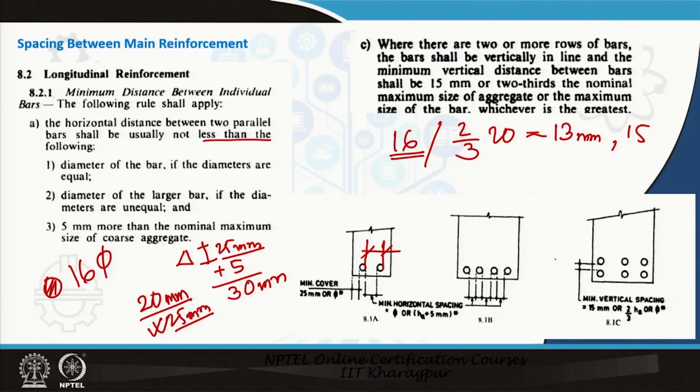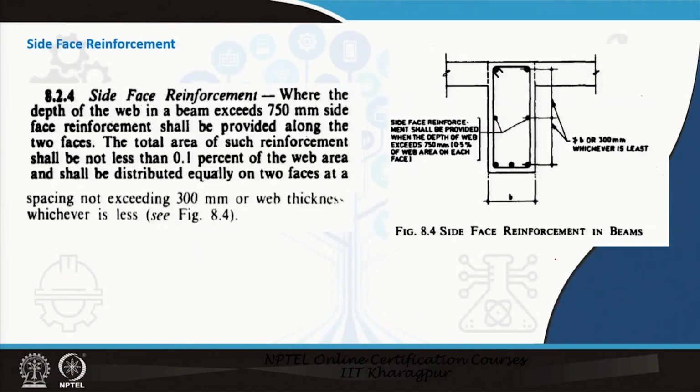So, like that we have to see which criteria is fulfilled. If you see this spacing and the amount of stirrups and the length and all, there are always two or more than two criteria, and out of that we sometimes have to select the highest number, or sometimes the lowest number. So, that is the spacing, and then the side face reinforcement is another criteria.